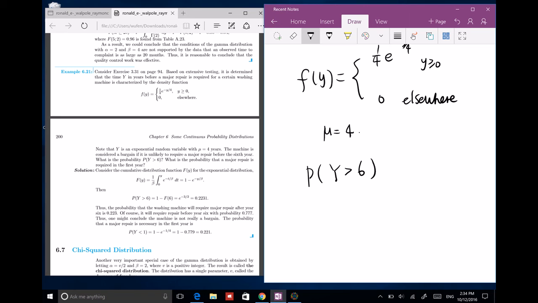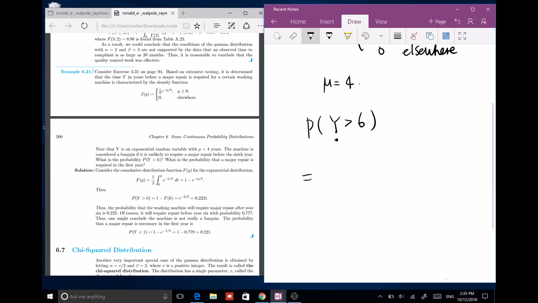Y represents the random variable, and it is the time before a major repair comes. This is how long we can use it before we have a repair. Y is the time, which is continuous. The time is a measurable variable, so it's continuous. Okay, P(Y > 6).